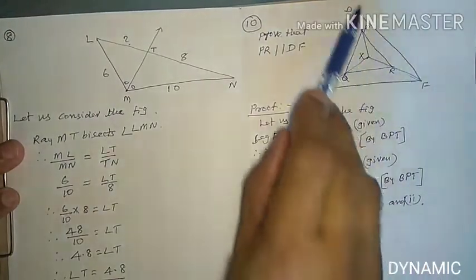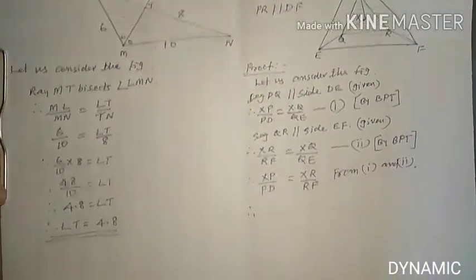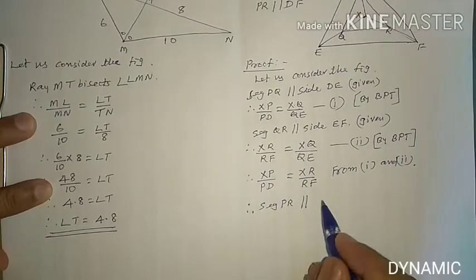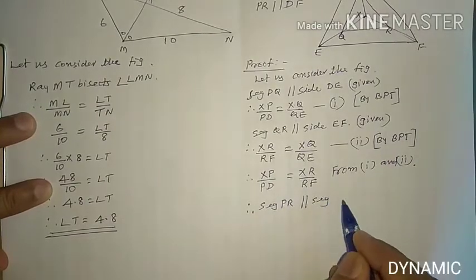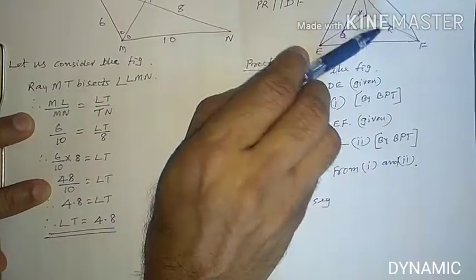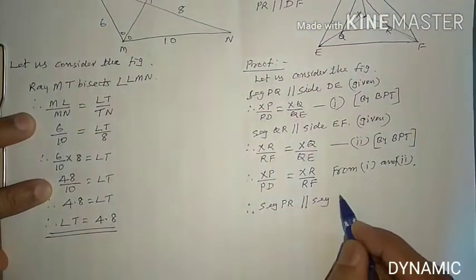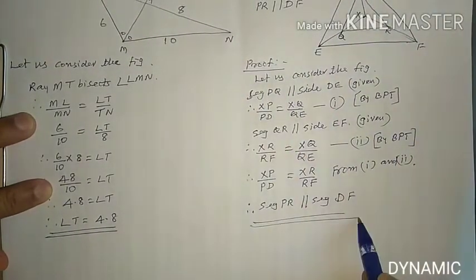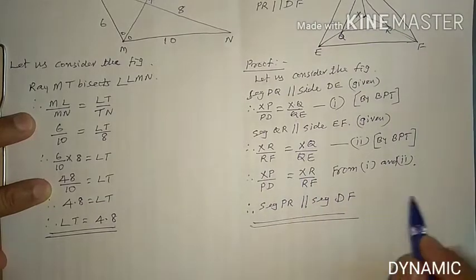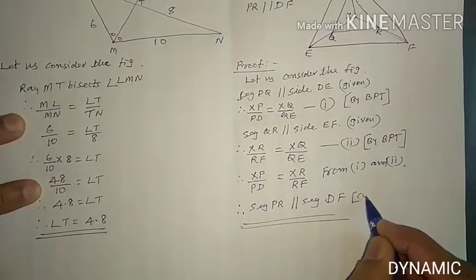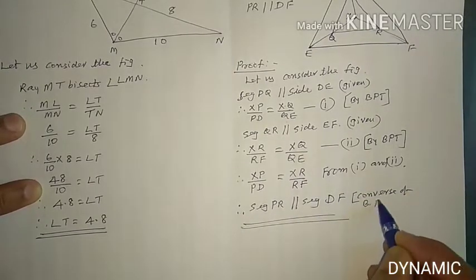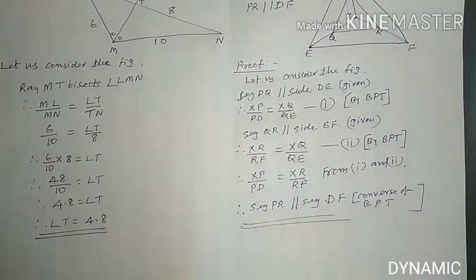It means PR is parallel to DF. Therefore, PR is parallel to DF. This only we have to prove. And these ratios are equal, which means the reason we can give is the converse of BPT, the converse of basic proportionality theorem. That is question number 10.